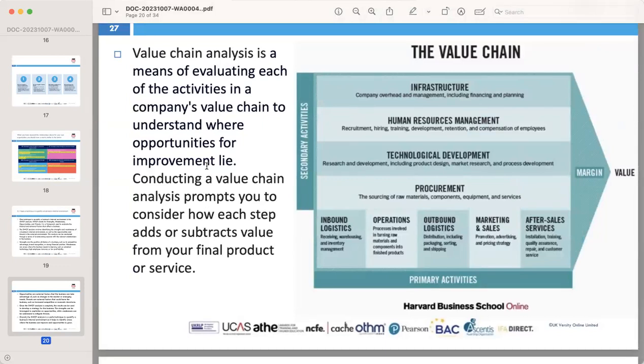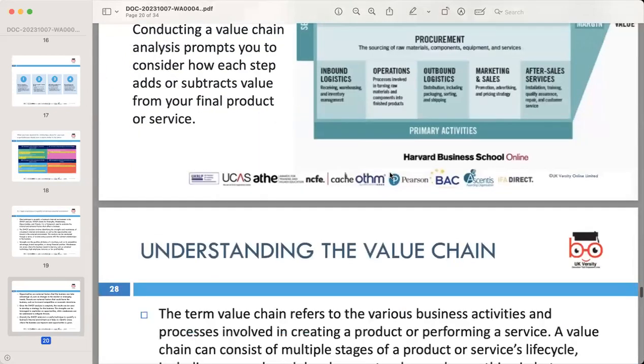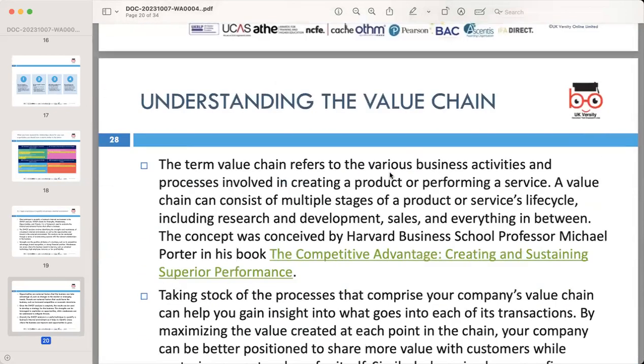So basically, this concept was introduced by Harvard Business School Professor Michael Porter in his book, Competitive Advantage: Creating and Sustaining Superior Performance.